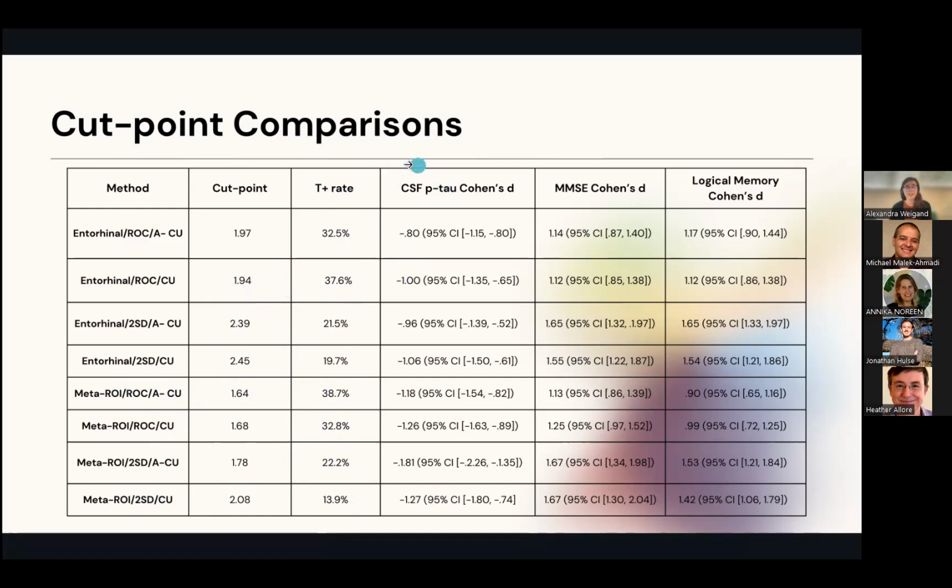What I wanted to do next, which I'll get into in the following slides, was then compare these tau negative and tau positive groups for each of these different cut point methods in terms of how much those groups differed on these various outcomes, one being CSF p-tau, one being the Mini-Mental State Examination score or global cognition score, and one being a delayed memory recall score. So seeing which groups produce the largest difference in terms of these outcome variables as measured by Cohen's d.